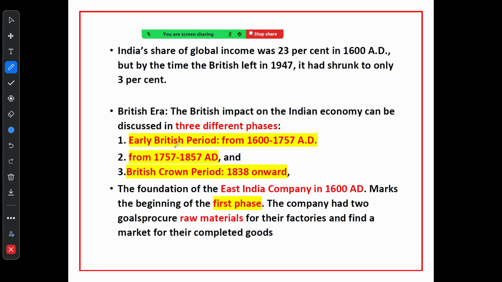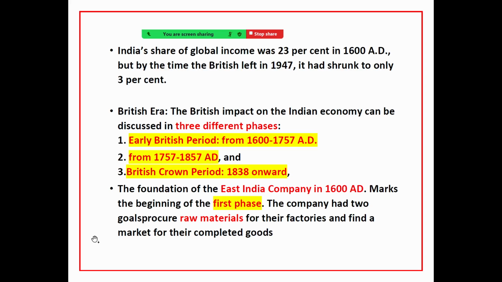The first phase, you can see it is divided into three different phases: from 1600 to 1757, from 1757 to 1857, and the third is the British Crown period, from 1858 onward. The first phase started with the East India Company in 1600 AD. The company had two goals: procuring raw material for the factory and finding a marketplace for the finished goods. They procured raw material from India and sent it back to England, and the processed material was sent back to India and sold there.